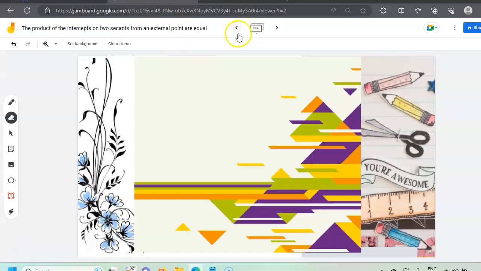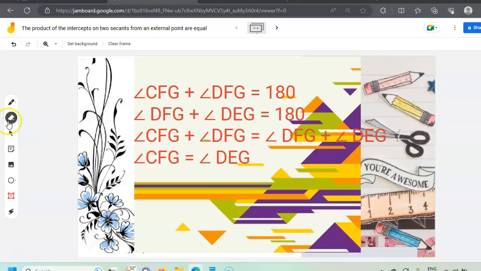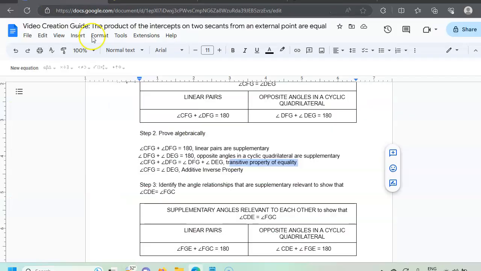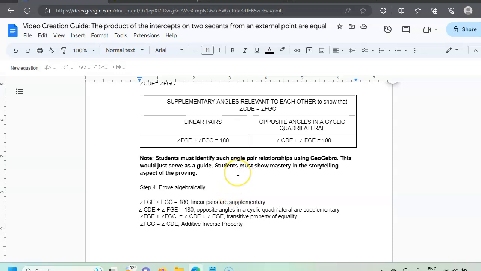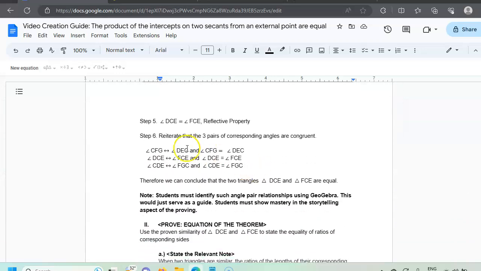Okay, and then looking at here, we can now do cancellation, the additive inverse. We have angle DFG at the left side and we also have angle DFG at the right side. Both are positive, so it can be cancelled and we now have this equality of the corresponding angles. Do the same to show, with that logic, that angle CDE is equal to angle FGC. And we have proven also that angle DCE is equal to angle FCG because of its reflexive property.